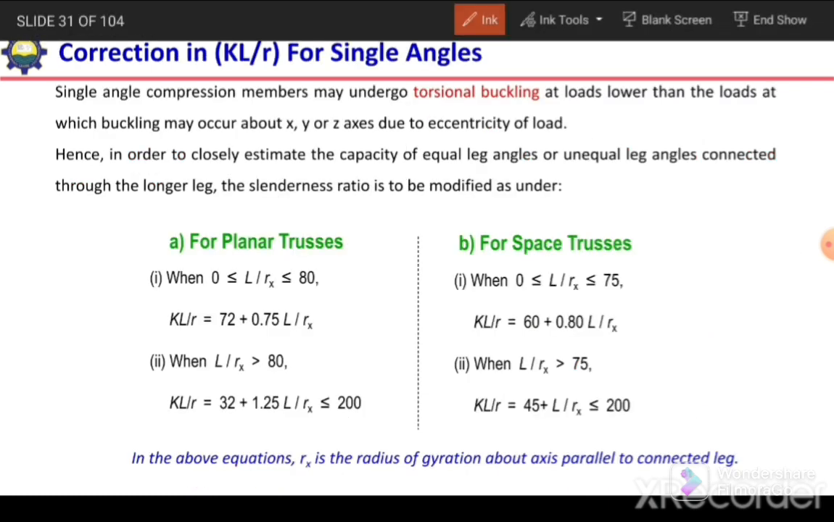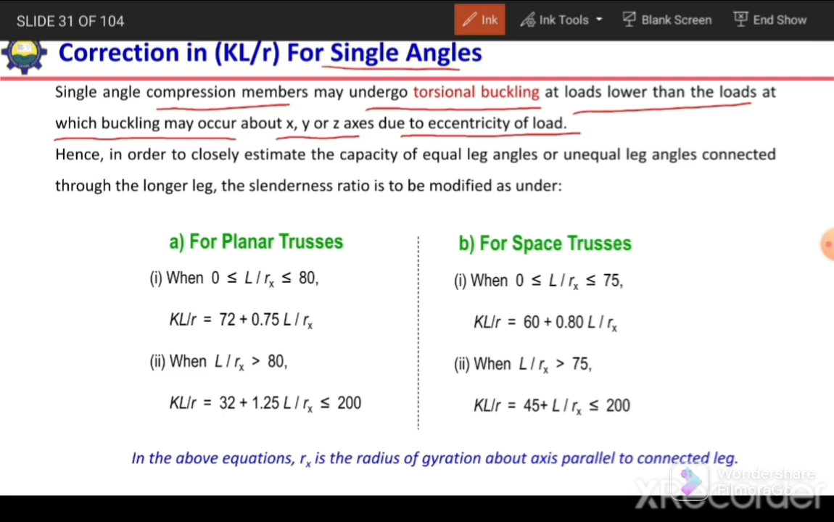So next is correction in slenderness ratio for single angle section. The single angle compression members may undergo torsional buckling at lower load than the load at which buckling may occur about x, y or z axis due to eccentricity of loads. So in case of single angle section, there are chances of torsional buckling. The torsional buckling will happen at the lower load as compared to the load corresponding to the buckling or the lateral buckling of the member. So in that case we need to correct our slenderness ratio. We need to increase the slenderness ratio to consider the effect of torsional buckling.